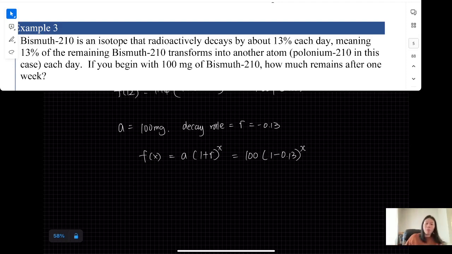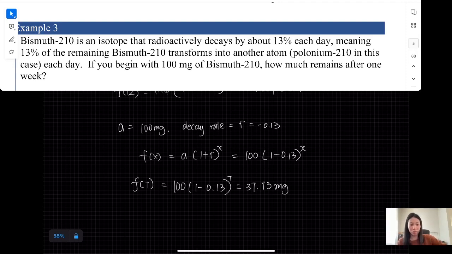x is the time. We know that the decay rate is counted by day, 13% per day. Now they ask how much remains after a week. One week is equal to 7 days. So they ask you to get f(7). So I have 100 times (1 - 0.13)^7. When you calculate that, this should equal 38.73 milligrams.